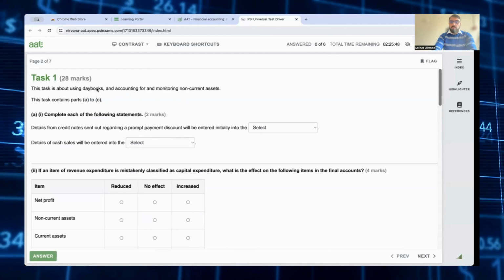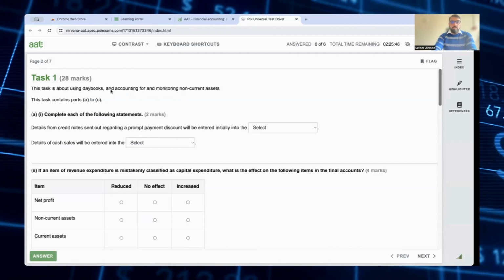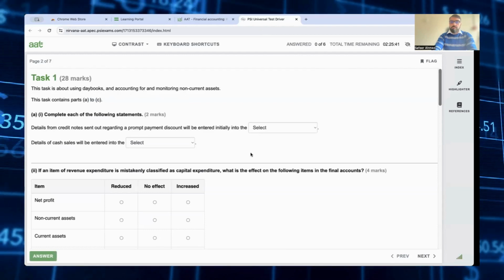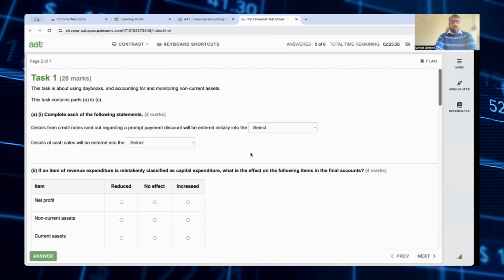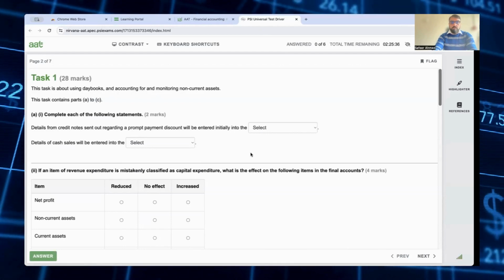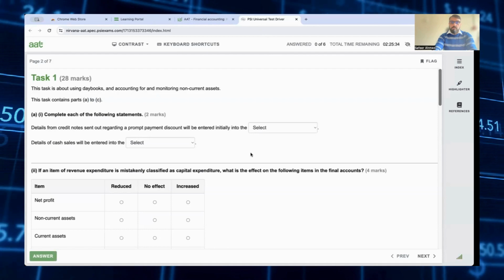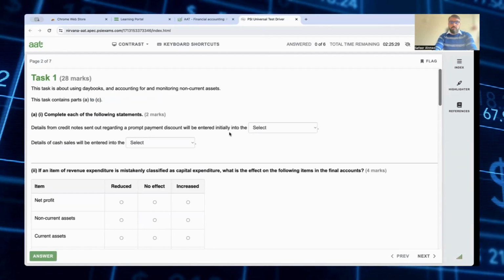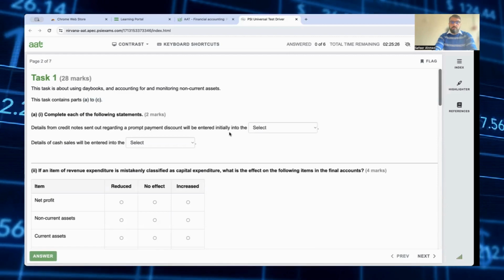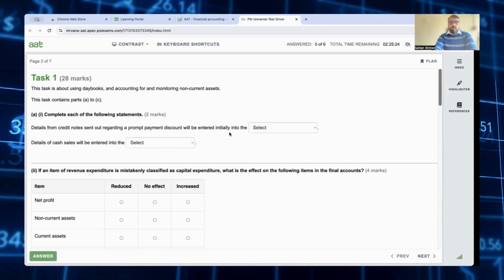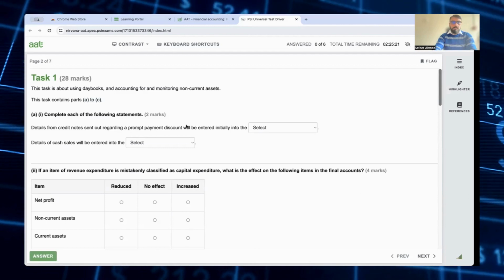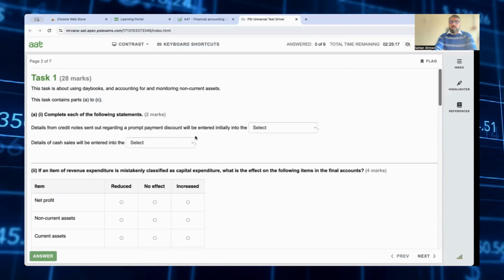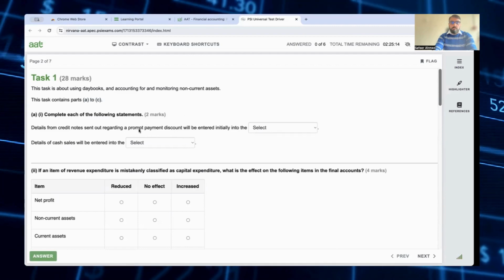So daybooks is another name for books of prime entry, as you know, and accounting for and monitoring non-current assets. So in other words, tangible non-current assets, property, plant, and equipment, things like, of course, land and building, plant and machinery, fixtures and fittings, business vehicles, office furniture, office equipment, etc. So there are only a couple of marks in relation to the daybooks, which is the books of prime entry. As you can see, the part A.